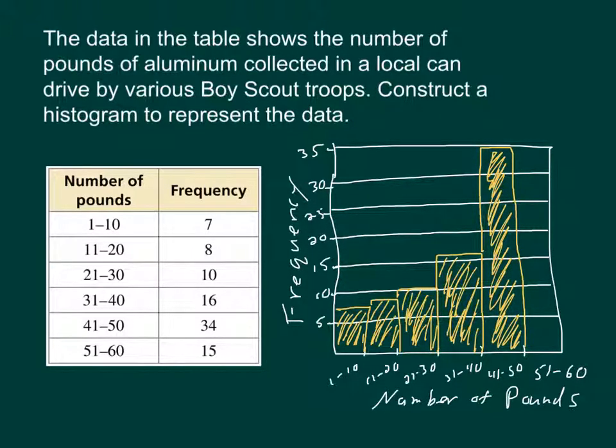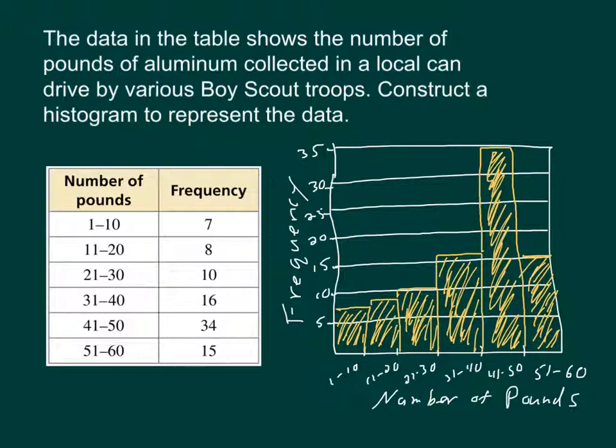And then finally, 51 through 60. Our final interval up to 15. So that's kind of our last interval there. And that's how you have it. That's your histogram. So at this point, I want you to take a second, pause the video, figure out where the median would be, which of these intervals, and then come back and check your work.